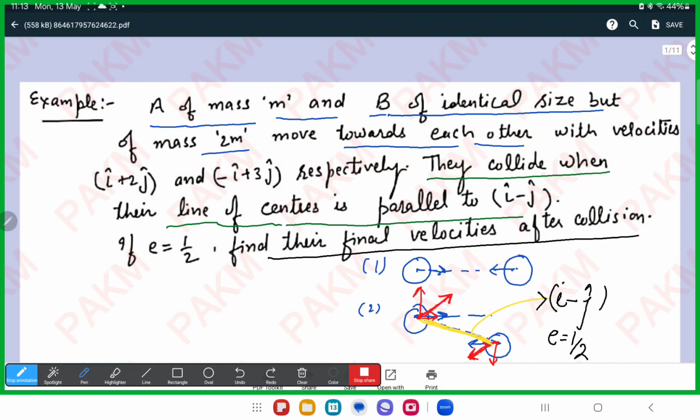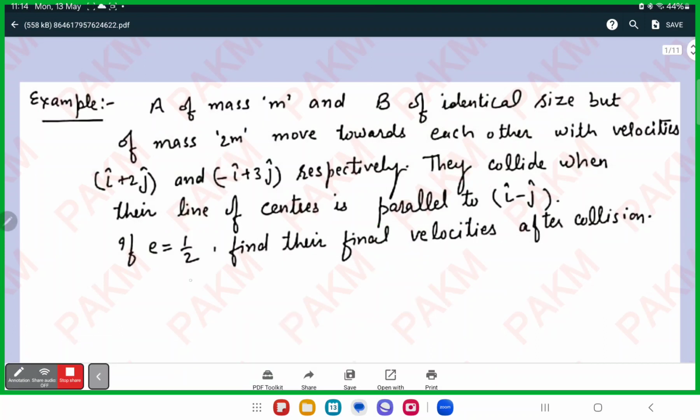So I told you already this may be head on or maybe oblique. And we can say 100% chance of oblique, because you can see the velocities and the center velocities are not the same. That's why this collision is an oblique type. So I thought at this point it is clear how they are moving and which type of collision we can consider.